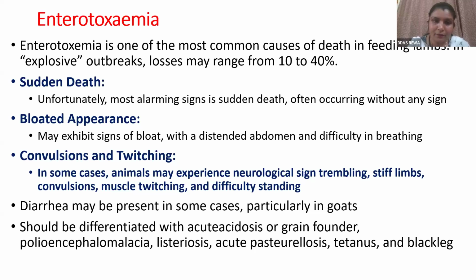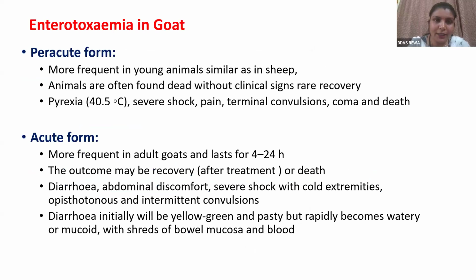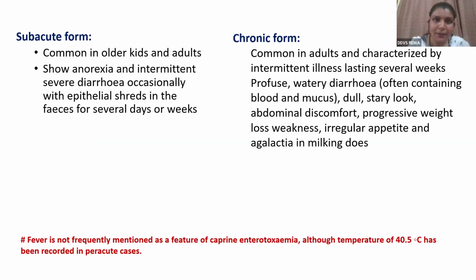And in the goat, it occurs in four forms: peracute form, acute form, subacute and chronic form. In this, you can see that fever is there only in the acute form, and after that it subsides in the peracute form.